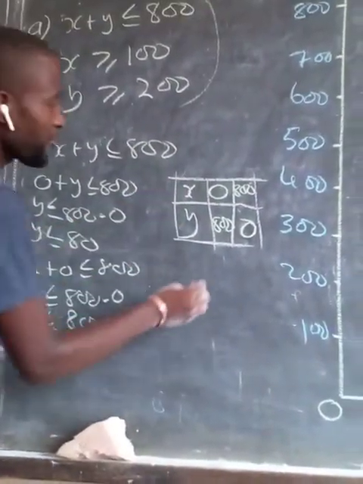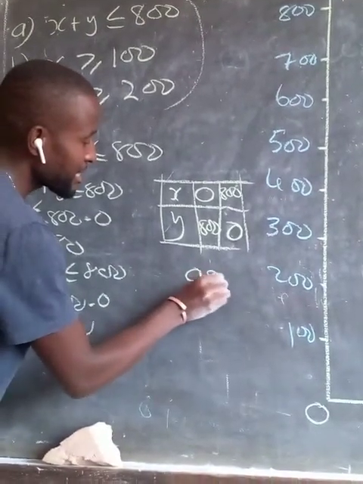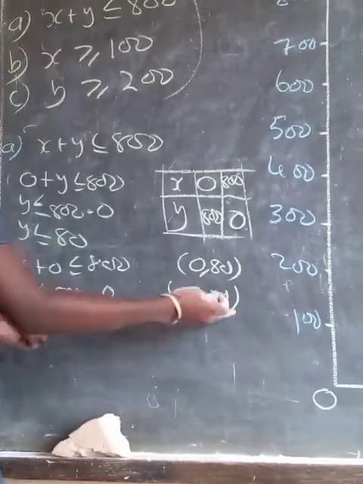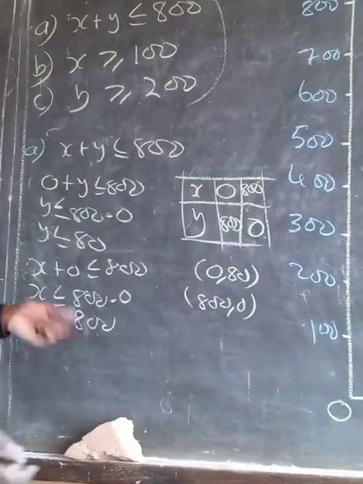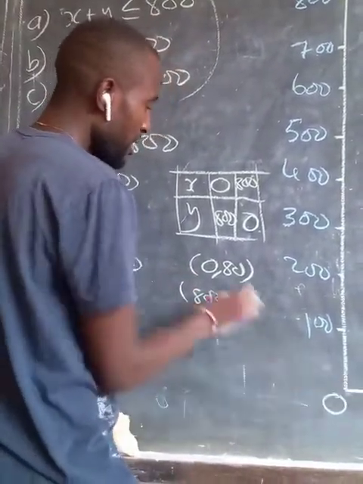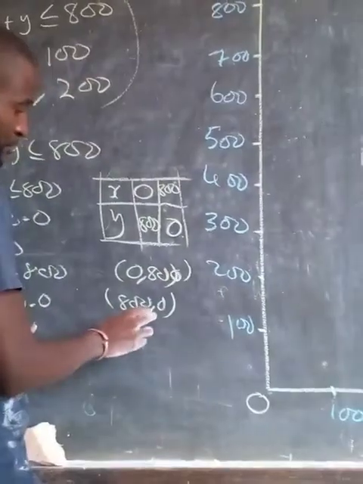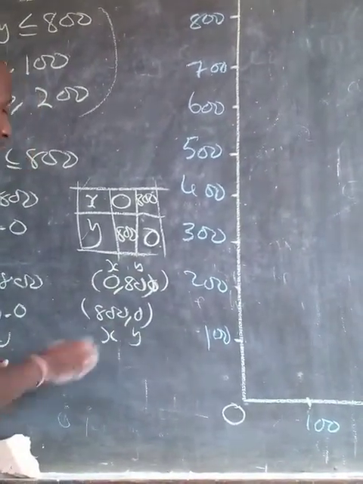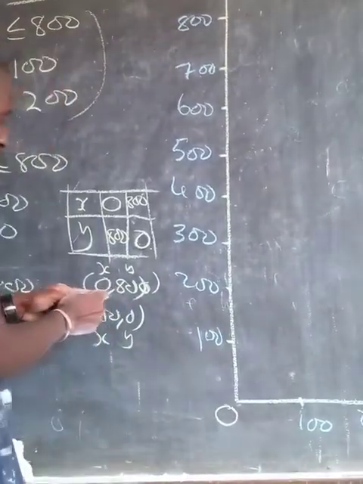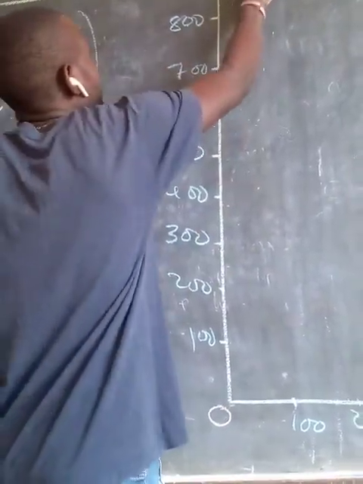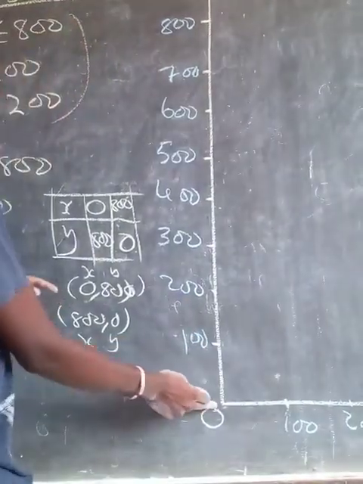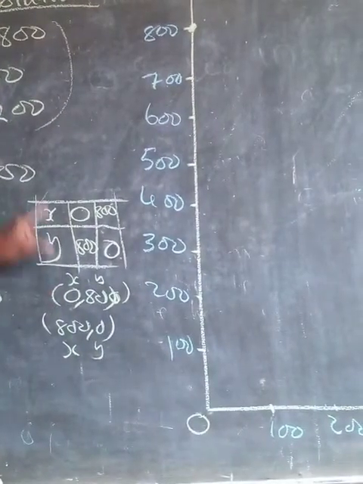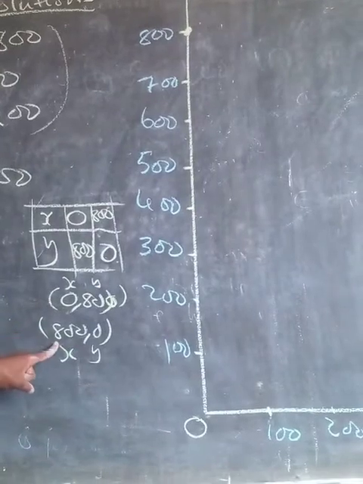So the coordinates I have are 0, 800, and the next one is 800, 0. These coordinates are the ones that we are going to use to plot on the graph. This is my x and this is my y. Same applies here, this is my x and this is my y. On the y-axis, x is equal to 0. So meaning 0, 800. I put a dot first here for this single one. Then I come to the next one, 800, 0.